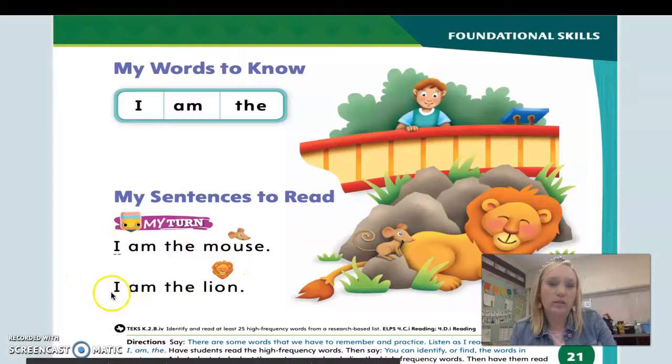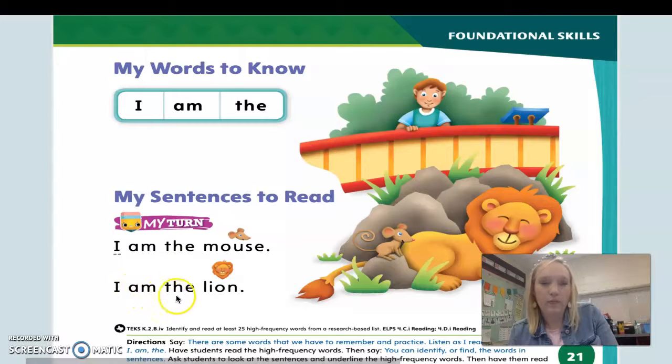So if you underlined this word right here, what is this word? The word I, very good. And what is this word? Am, awesome. The. So you should have underlined I am the. What is this a picture of? What kind of animal is this? Lion. So let's read that together. I am the lion. Very, very good.